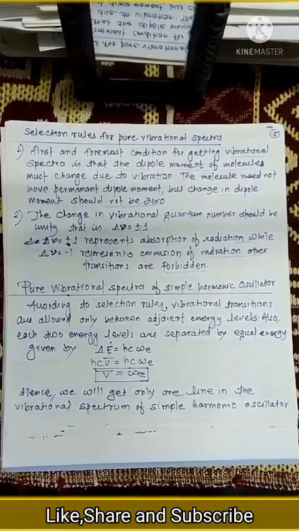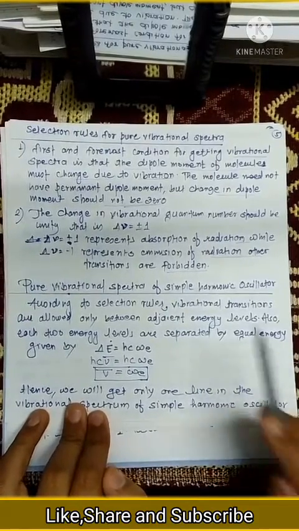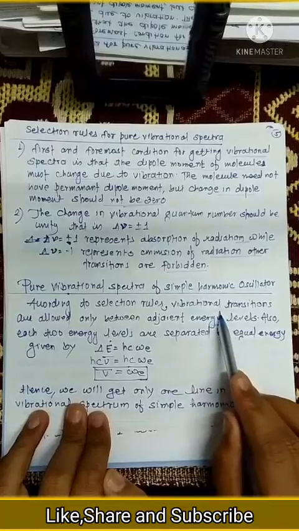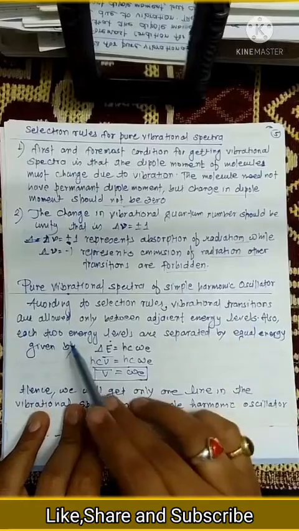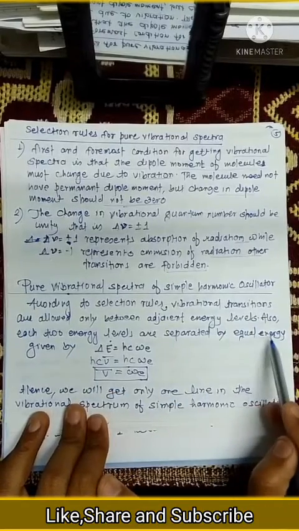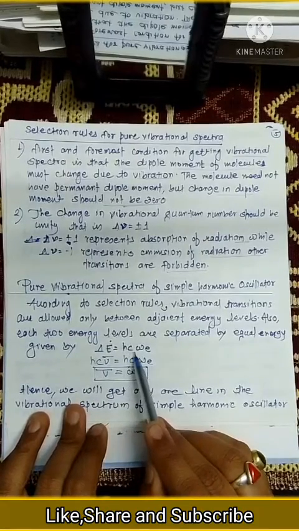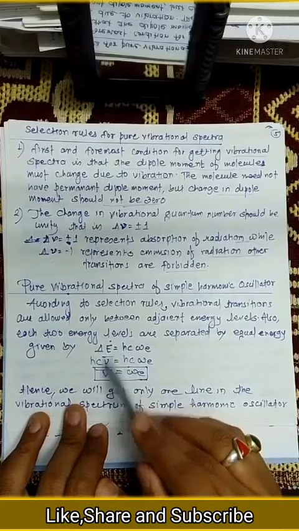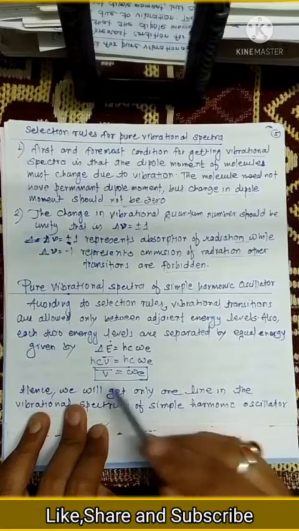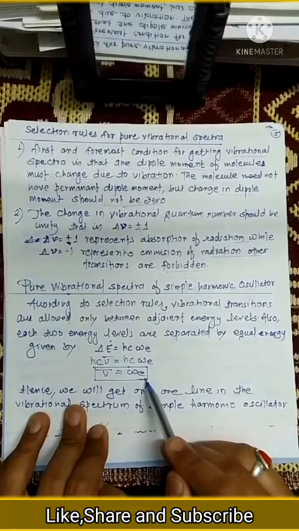Good morning, students. Today we are going to learn the topic of pure vibrational spectra of simple harmonic oscillator. According to selection rule, vibrational transitions are allowed only between adjacent energy levels. Also, each energy level is separated by equal energy, that is given by delta E is equal to hcω_e. We also know that E is equal to hc ν̄. So from this we can write ν̄ is equal to ω_e.